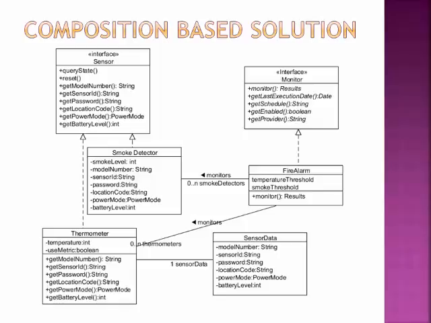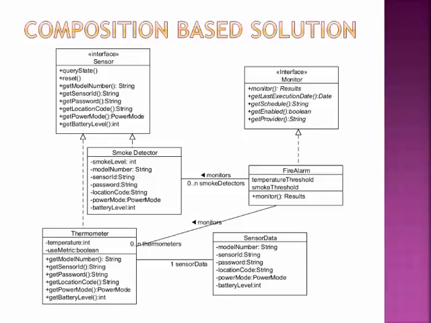So get model number, sensor ID, password, location code, power mode, battery level, all of those things are attributes of sensor data. And so when I call thermometer.getPassword, it calls sensorData.getPassword. It passes it through. And this is what composition means. I have a class that essentially implements the interface, and then the rest of that just delegates off the work and holds it someplace else. So if I want to trade sensor data, I don't have to change each one of these individually.